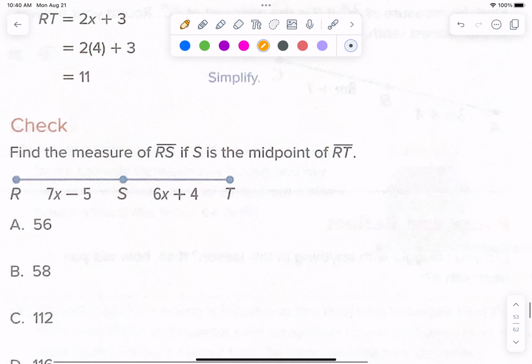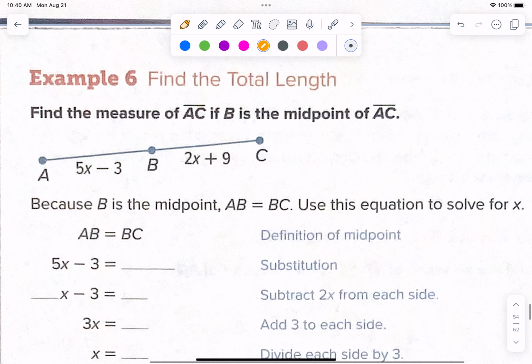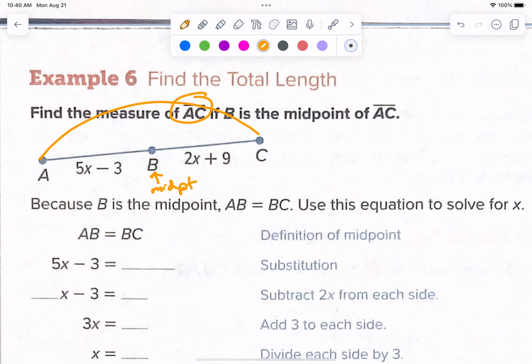Example 6, which is on the next page. They want us to find the total length. It says find the measure of AC. That's from here to here. The whole thing. But it still tells me that B is the midpoint. That's very important. So what are you going to do? So you'll set them equal to each other and then just plug back in and times 2. Yeah, all of you are correct. All of the above. Set them equal to each other, then we can plug back in. We can plug them into both sides and add them together, or Megan just said plug it into one side and double it, right? Because they're going to be the same.